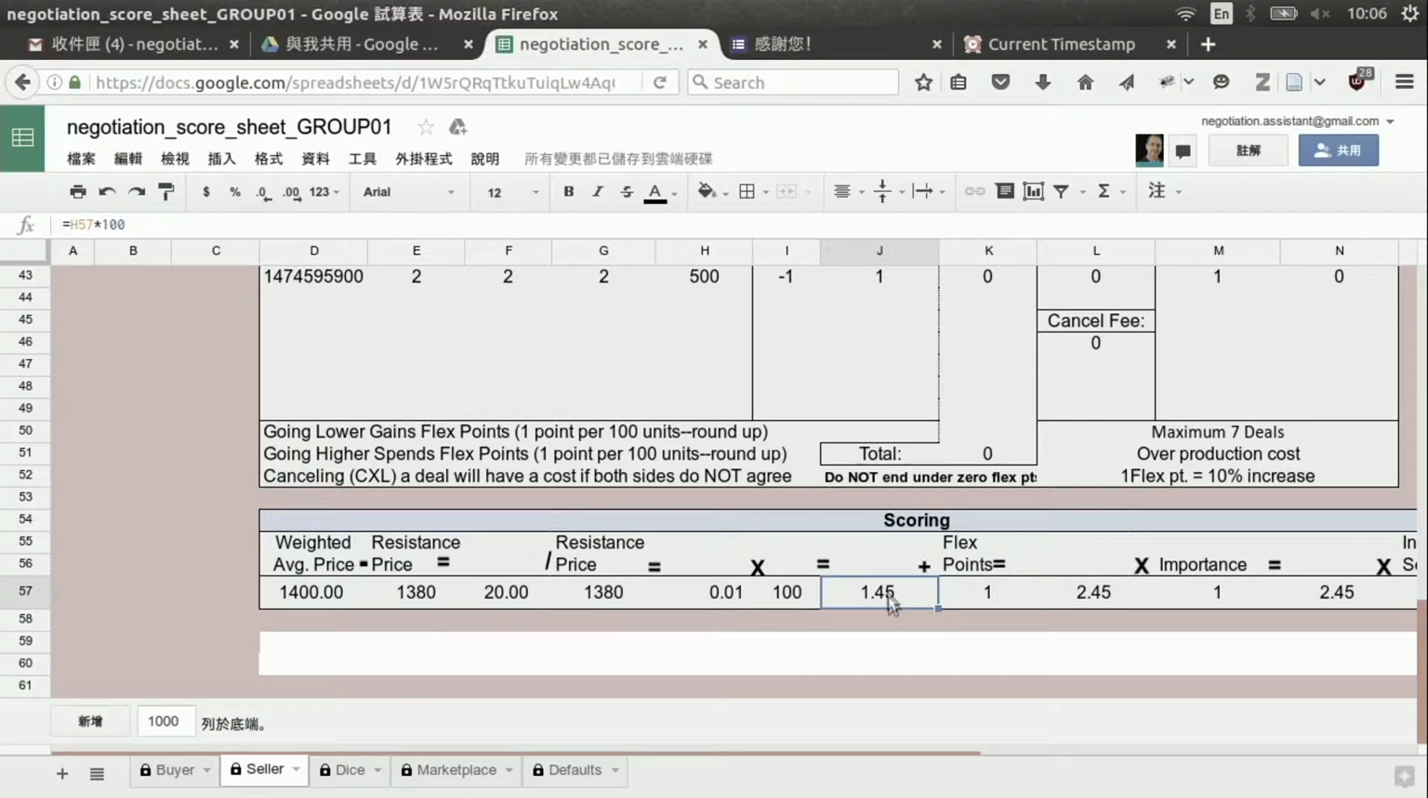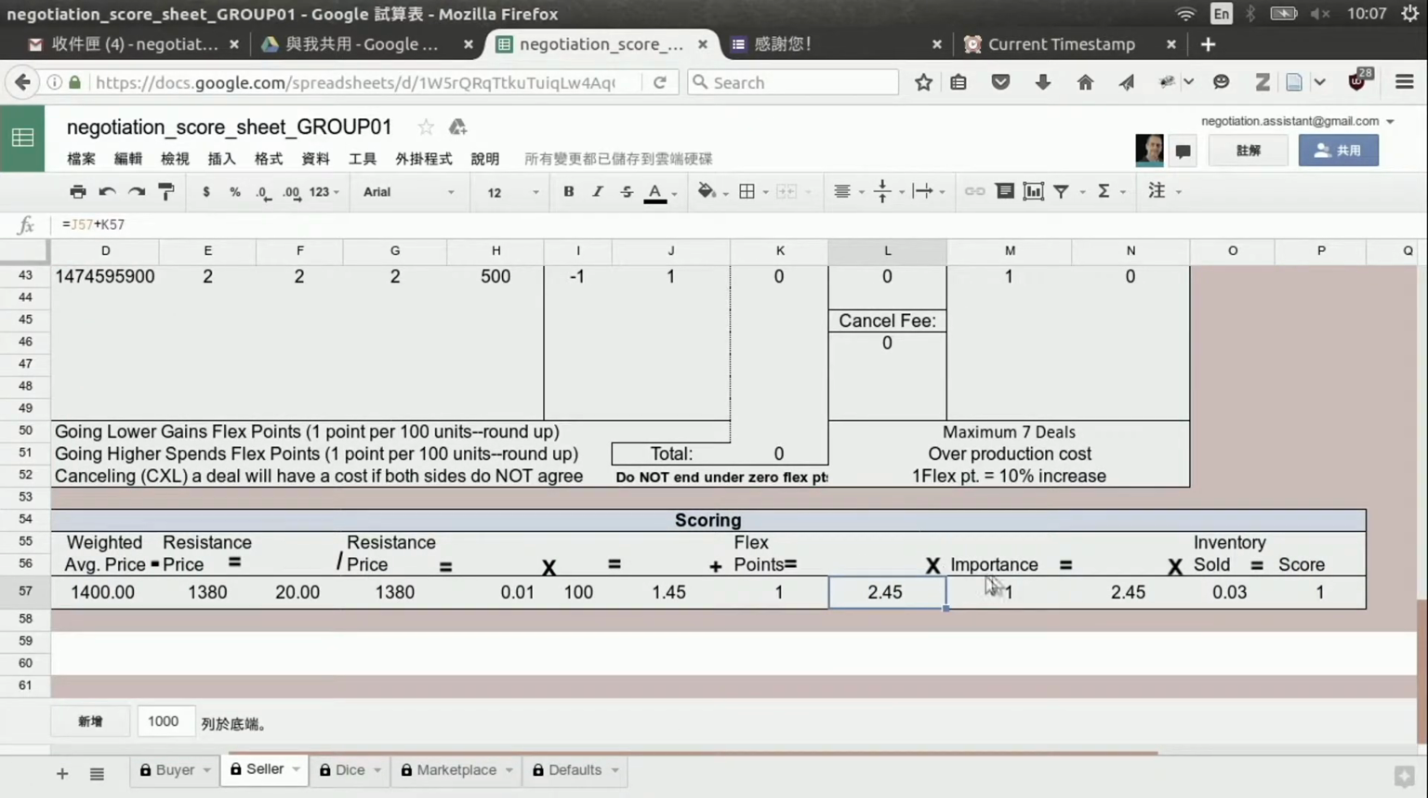Now, what does this mean? It doesn't really mean anything. It means some groups could have more, some groups could have less. If I had sold the price to be lower than 1400, maybe I sold it just to be 1380, just my resistance, then right now my score would be 0 so far. Up to here would be 0 because I didn't do anything above my resistance. Plus flex points. So now we're at 2.45.